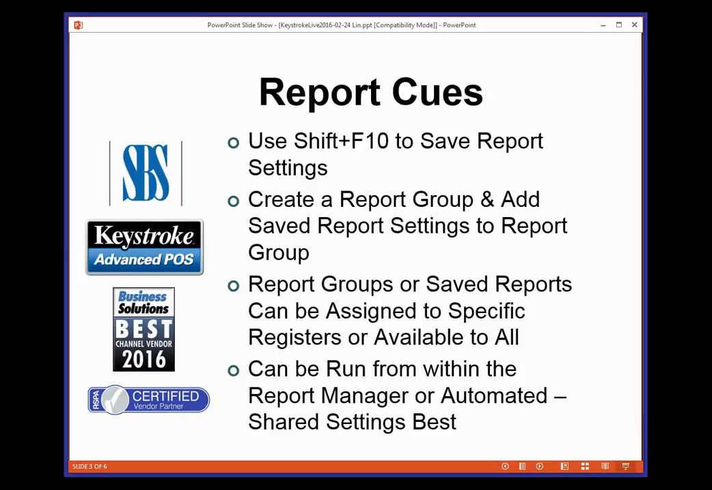Report queues are a way to set up one report or a group of reports that you want to run on a regular basis. First you're going to save your report settings. However you want your report to run, including the printer it's going to print to and all the settings, when you're on the report itself, you do Shift F10, give the report a name that's going to make sense to you, and save the settings.